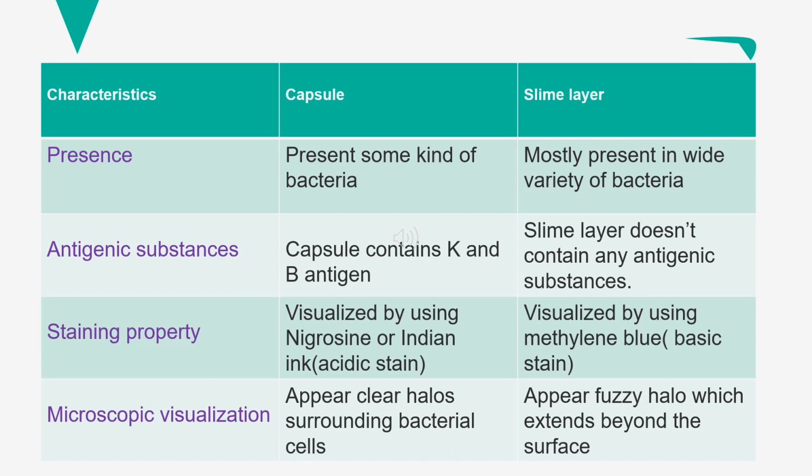And now its staining property. Capsule can be stained and visualized by using nigrosin or India ink, which is an acidic stain. But a slime layer is visualized by using methylene blue, which is basically a basic stain. Next is microscopic visualization. Capsule appears as clear halos surrounding bacterial cells under the microscope. But slime layer appears as a fuzzy halo which extends beyond the surface.